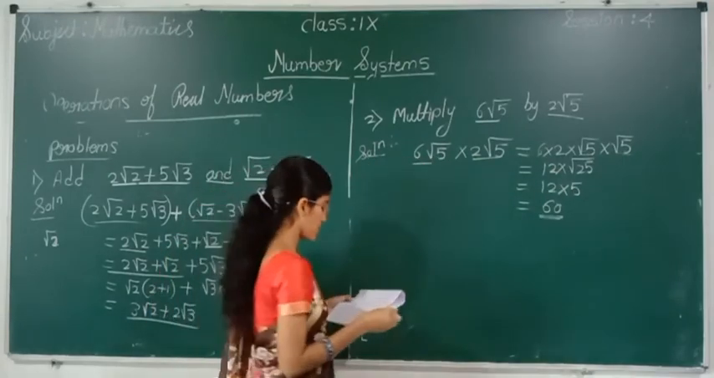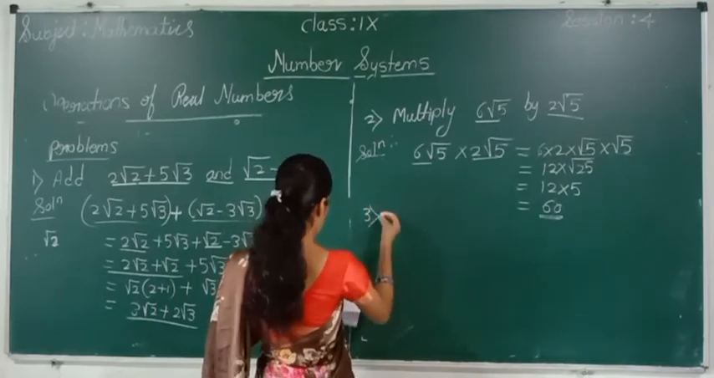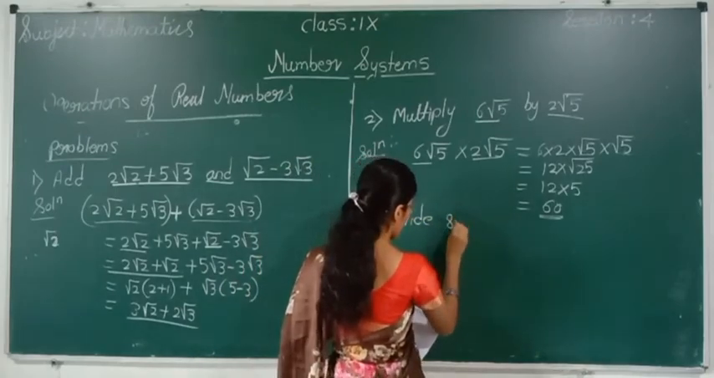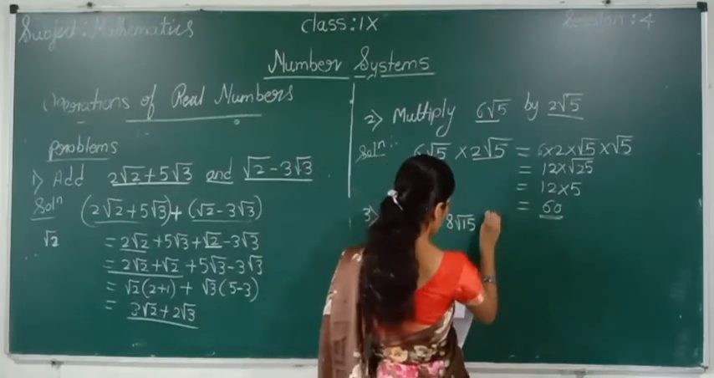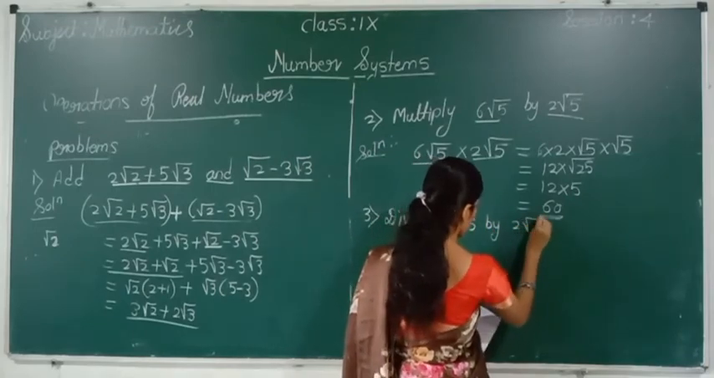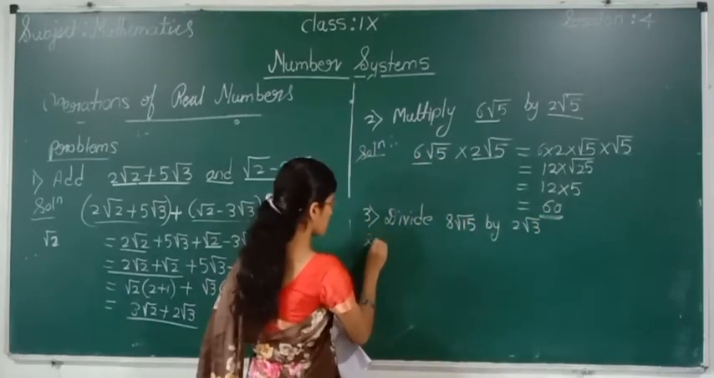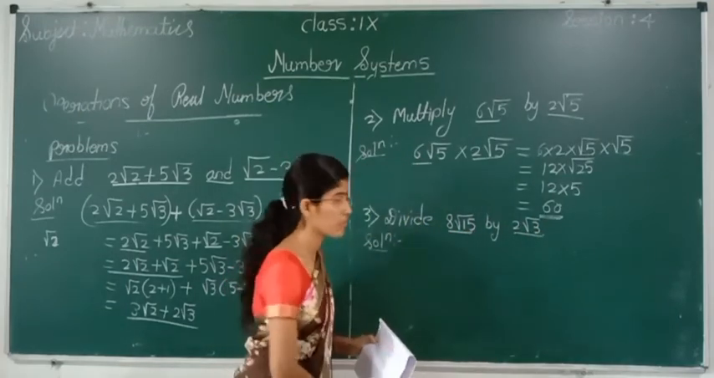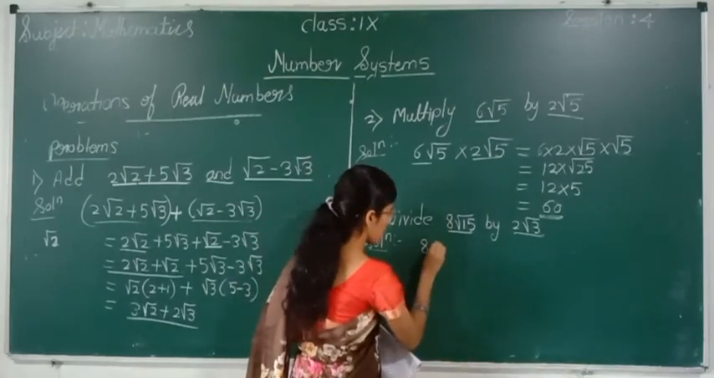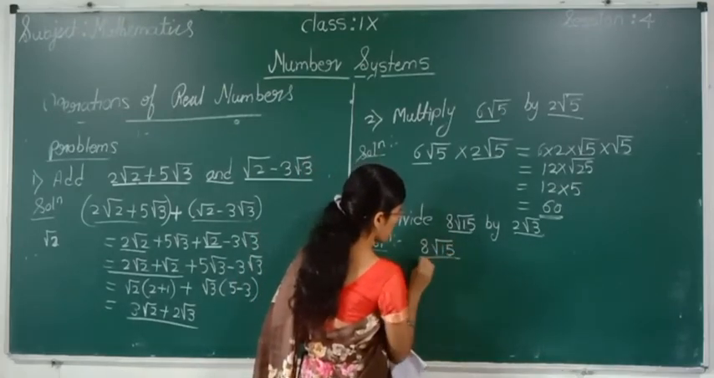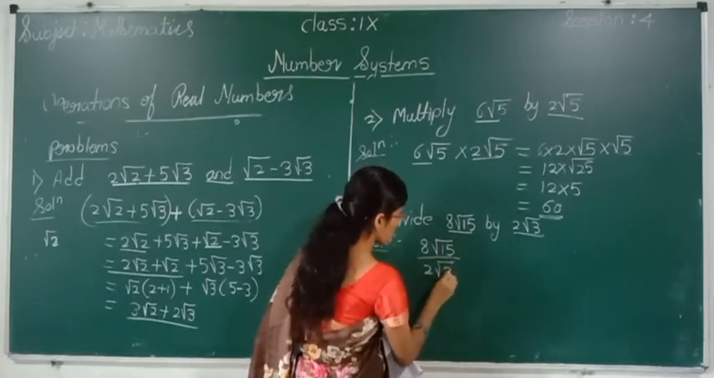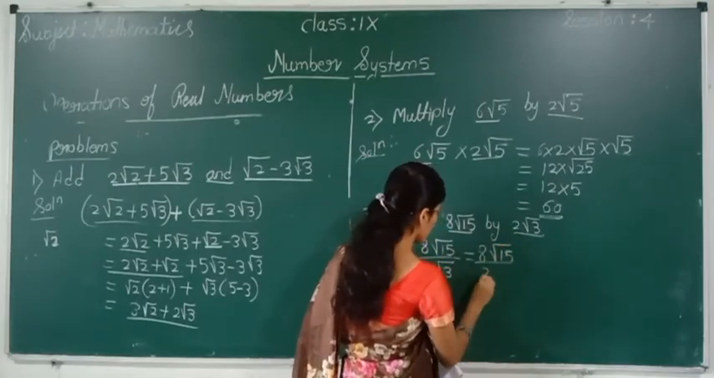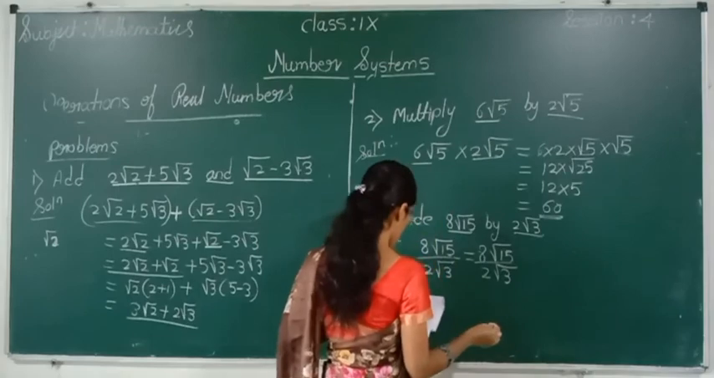Third one, divide 8 square root of 15 by 2 square root of 3. Now see here, solution. These two are irrational numbers only. We have to perform a division. So, 8 square root of 15 by 2 square root of 3. Now we will check whether the answer will be rational or irrational.